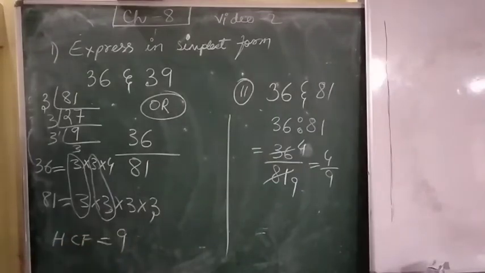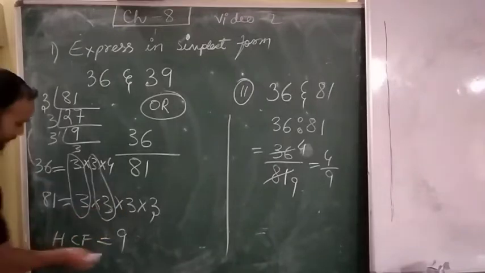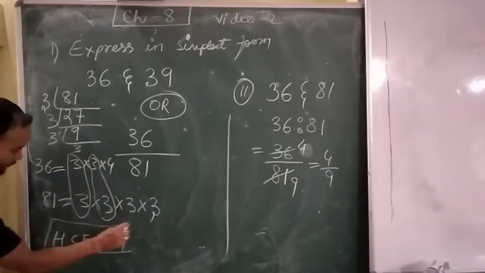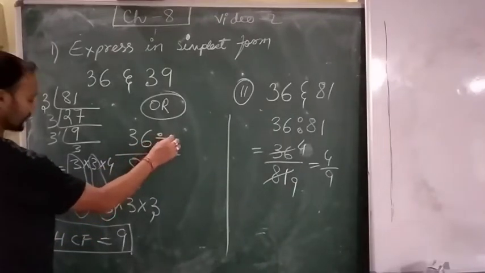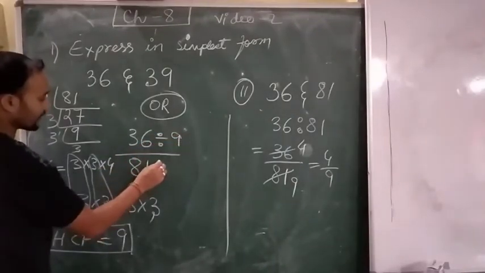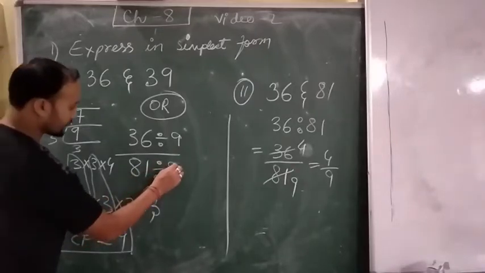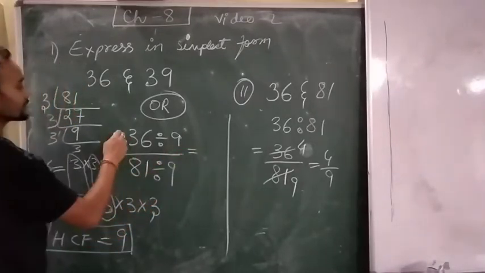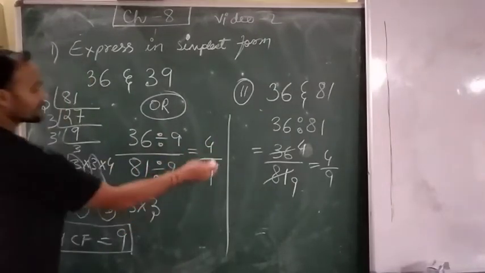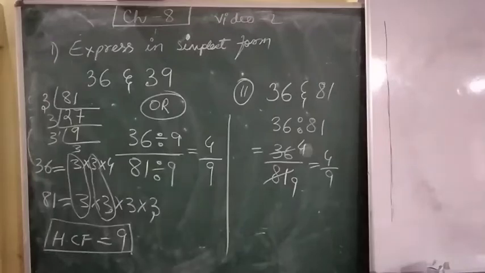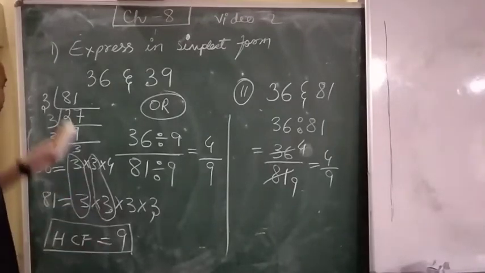9. Fine. Now with this HCF, you have to divide 36 and 81 individually. Okay. Now see, this is our HCF. Use this HCF to divide this. That is 36 will be divided by 9. 81 will also be divided by 9. And when we divide 36 by 9, we get 4. 81 by 9, we get 9. See? Same answer is correct.